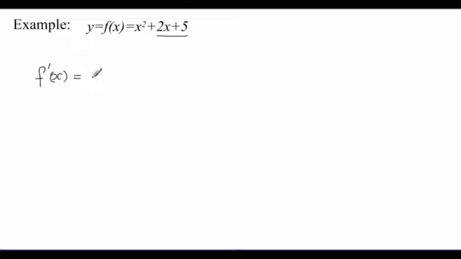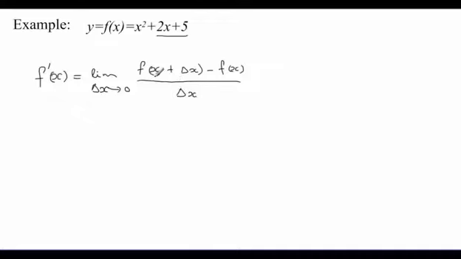So what would you do? We will say this is equal to the limit as delta x approaches 0. And then this, we're going to have f at x plus change x minus f at x over change in x. First of all, we're going to evaluate this separately here. We're going to say f at x plus change in x is equal to x plus change in x all squared plus 2 times x plus change in x plus 5.